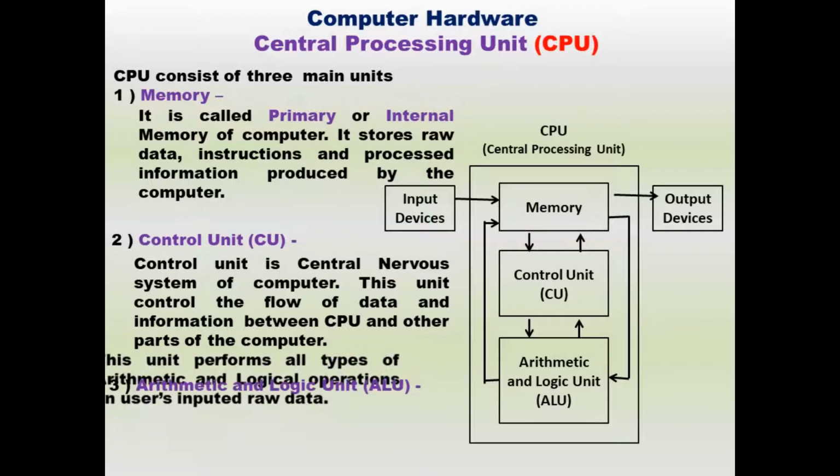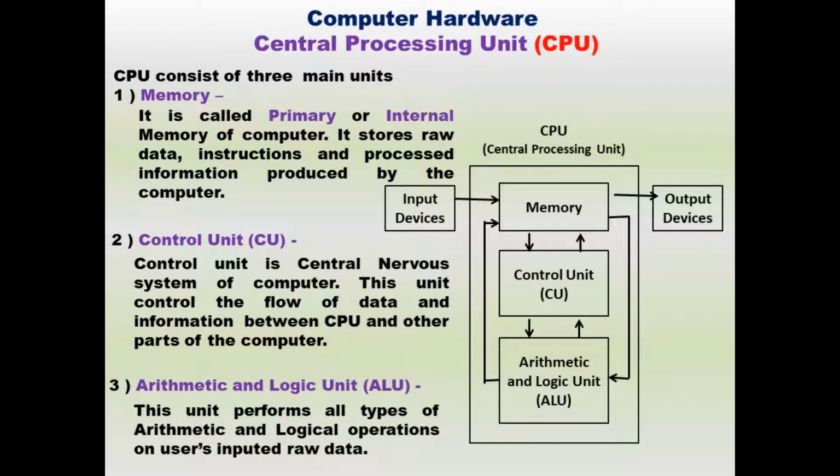And third main unit of the CPU is ALU, it is called arithmetic and logical unit. So this unit performs all kinds of arithmetic like addition, subtraction, multiplication and division, as well as many logical operations on the user inputted raw data.